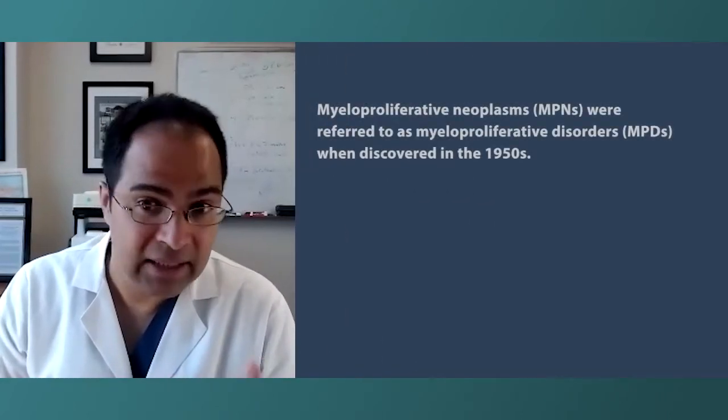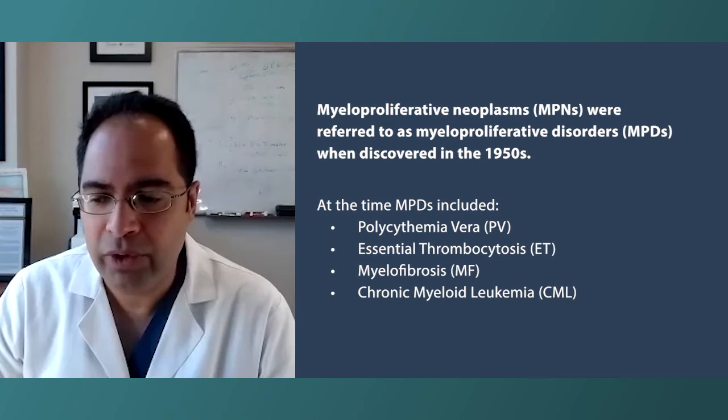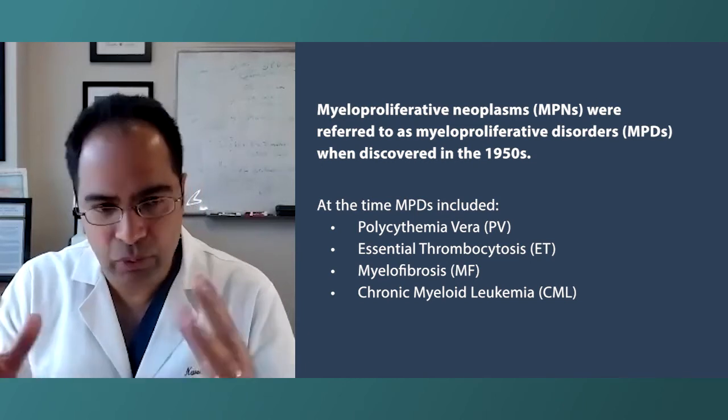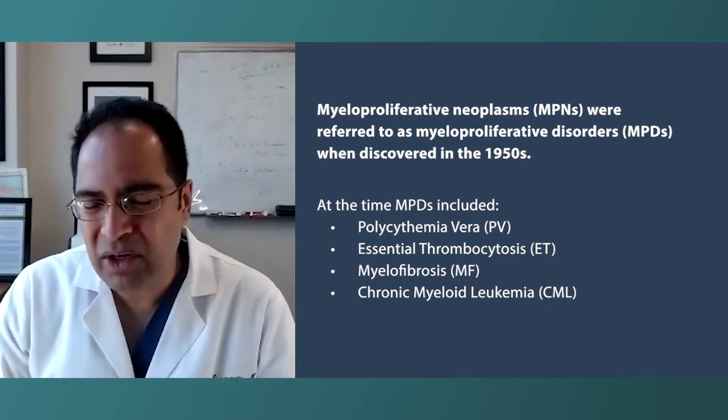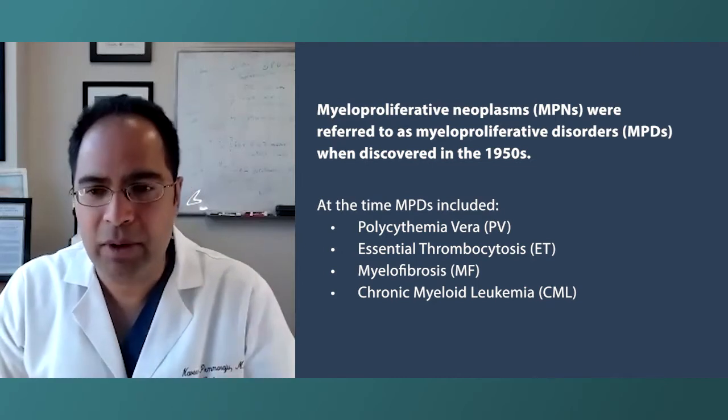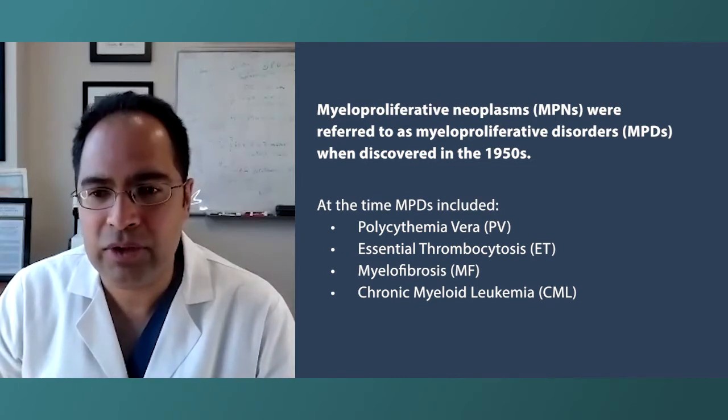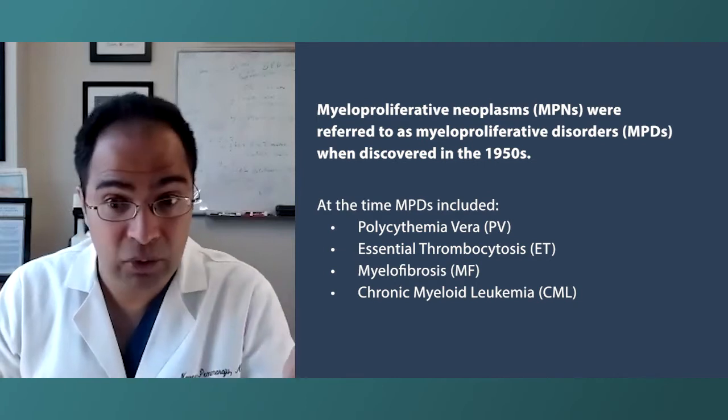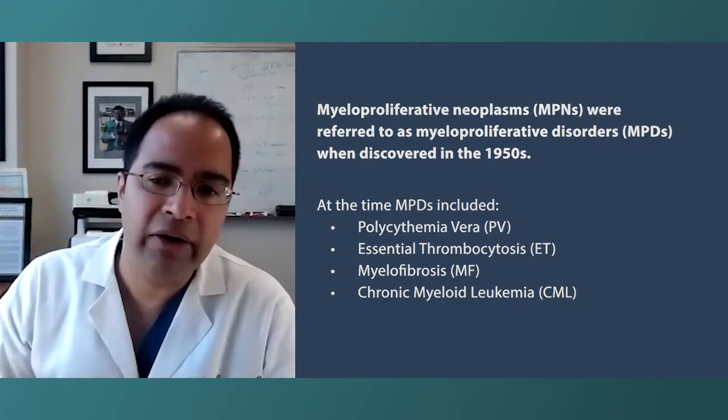So this goes back to the 1950s when William Dameshek, who really postulated the modern day MPDs at that time, as they were known, myeloproliferative disorders, really thought that there were four diseases that were similar at some level and then presented differently. So that's polycythemia vera, essential thrombocytosis, myelofibrosis, and CML, chronic myeloid leukemia. Then as the modern era comes in, CML is divided off because of the Philadelphia chromosome, BCR-ABL, which is present in 100% of those patients. So now we know CML is its own thing.